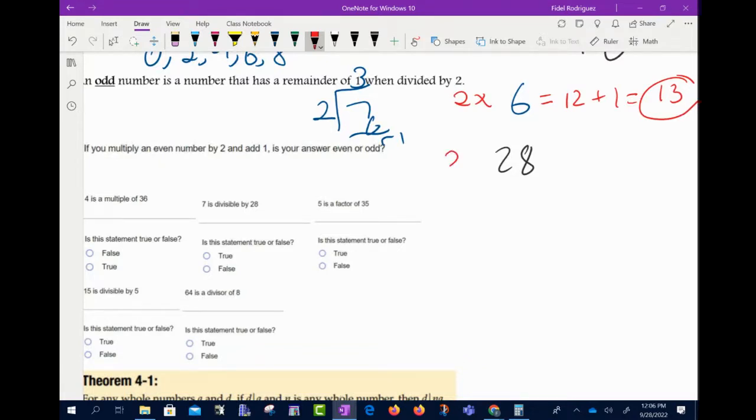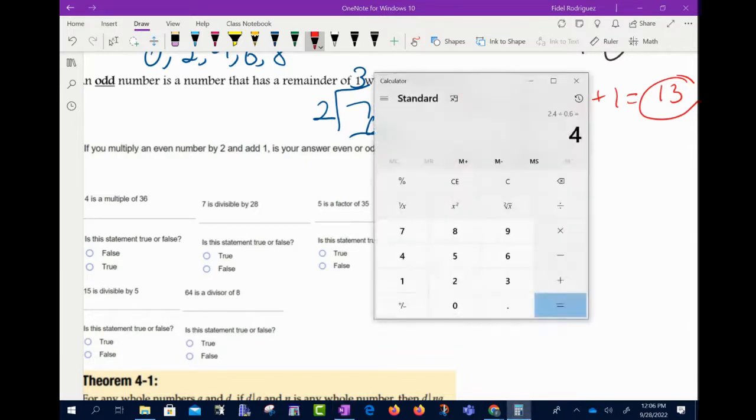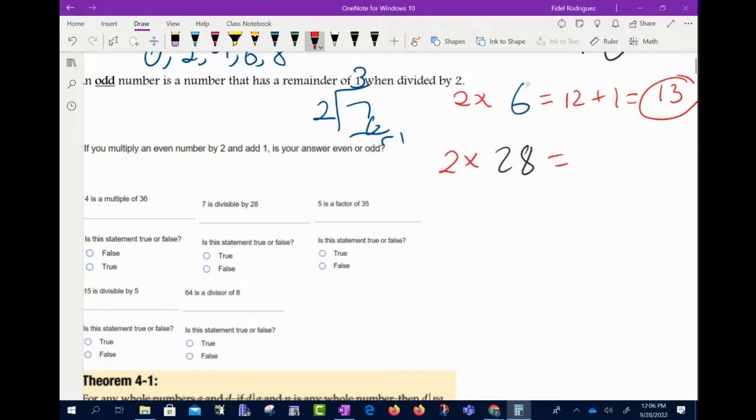Okay, let's try the same thing here. I'm just trying a couple of numbers. So 2 times 28, if y'all want to use your calculator, we can. 28 times 2 is 56, right? And if I add 1 to it, I'm getting 57. Again, it looks like my answer is going to be odd, right?